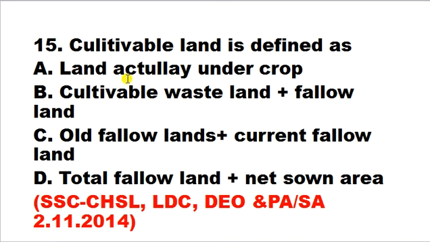Cultivable land is defined as land actually under crop, cultivable wasteland plus fallow land, old fallow lands plus current fallow land, total fallow land plus net sown area. D is correct here: total fallow land plus net sown area.